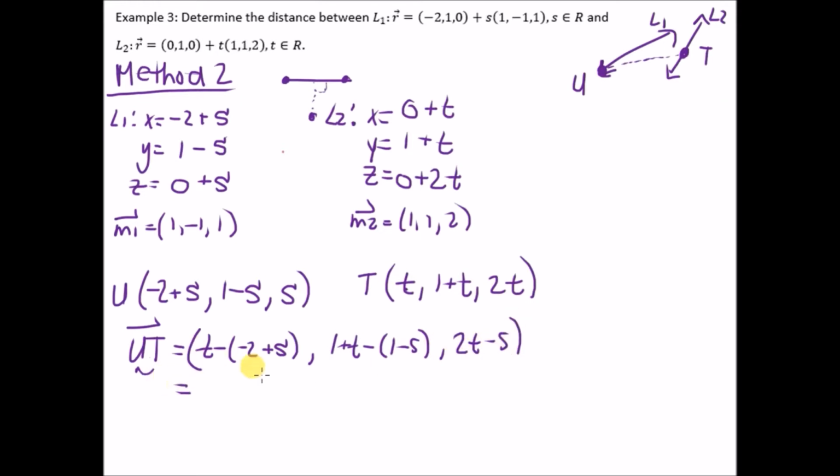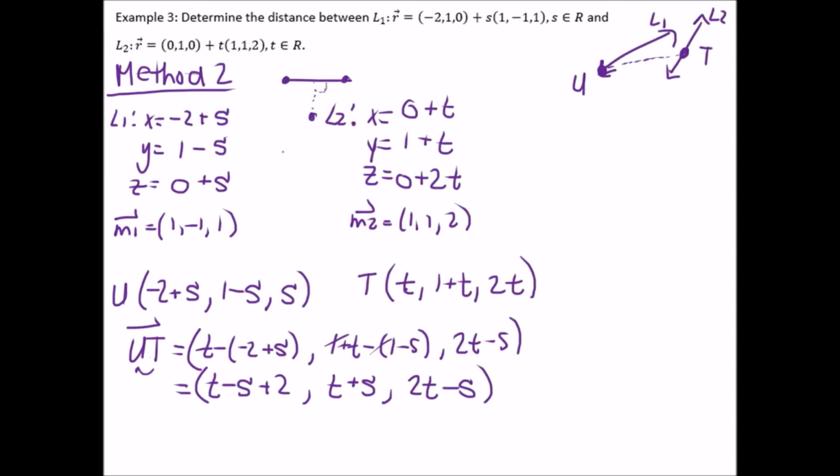Okay, I'm just going to simplify this a little bit more. t minus s plus 2, I'll go in that order, t, s, and then constant. So we have t plus s, and then those ones subtract. And then we have 2t minus s. Okay? So that's the general form of any direction vector between line 1 and line 2.